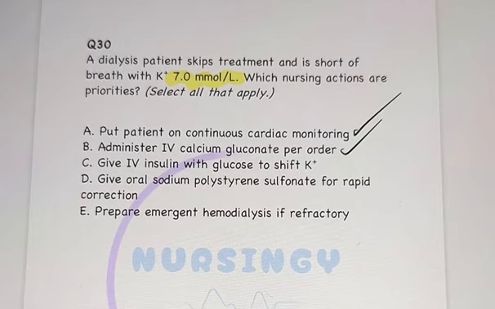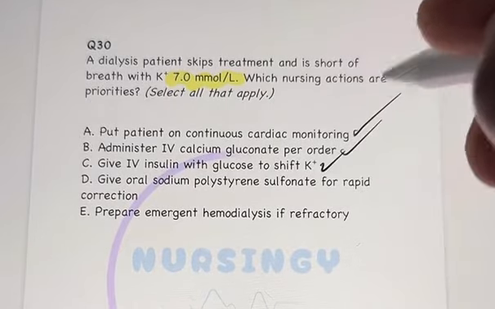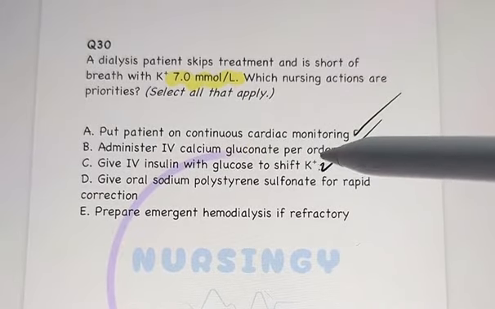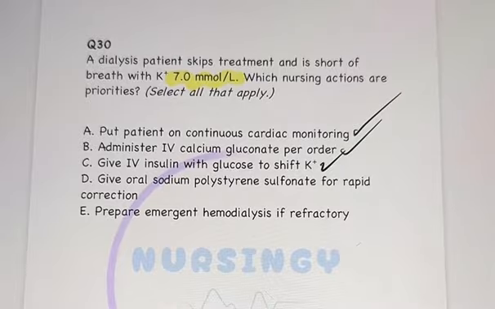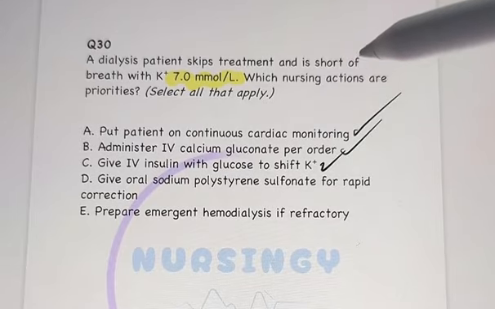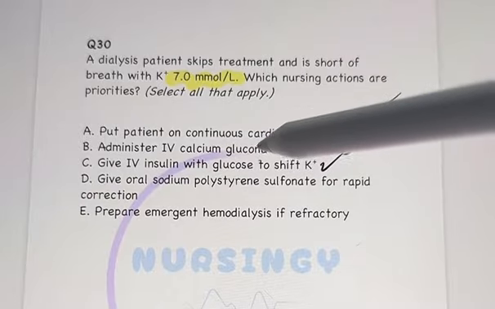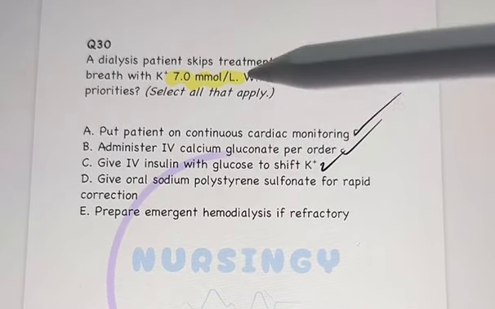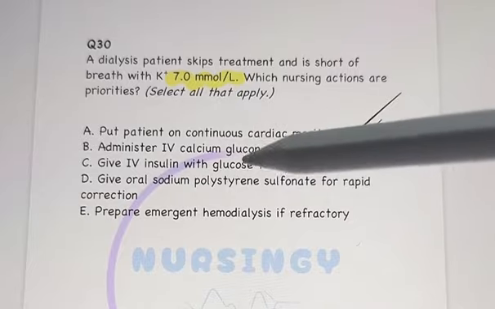What about C? Give IV insulin with glucose to shift potassium. Yes, into the cell. When we give the insulin, it works on the sodium potassium pump to move potassium into the cells. But it can also cause hypoglycemia, so you need to give glucose. Insulin's function is to reduce glucose, so make sure we are not causing hypoglycemia by just giving insulin.